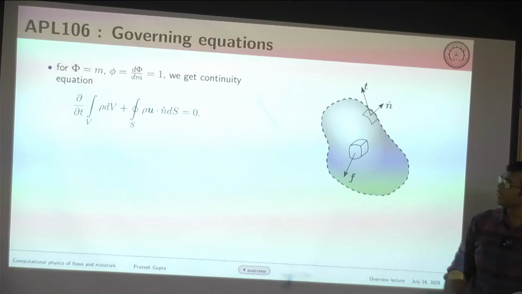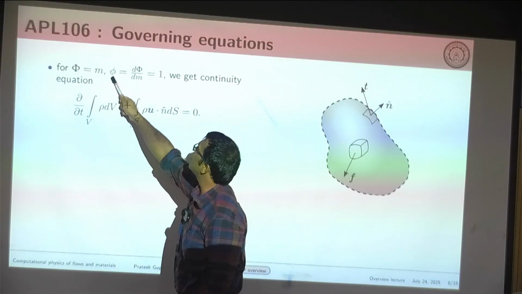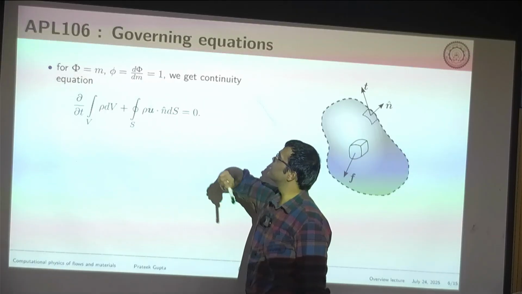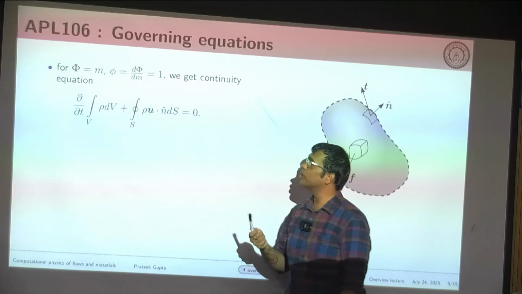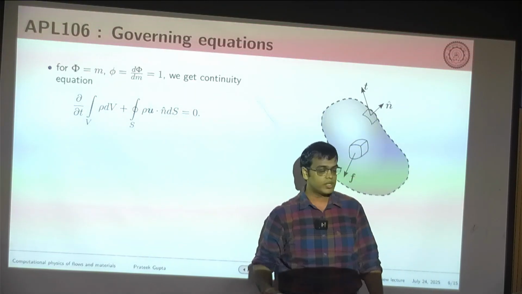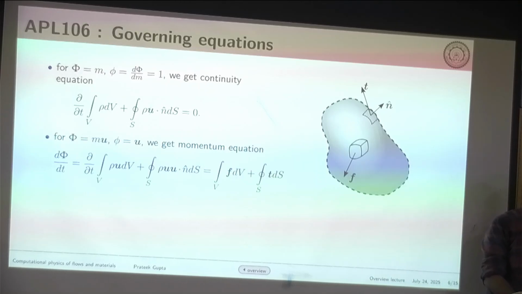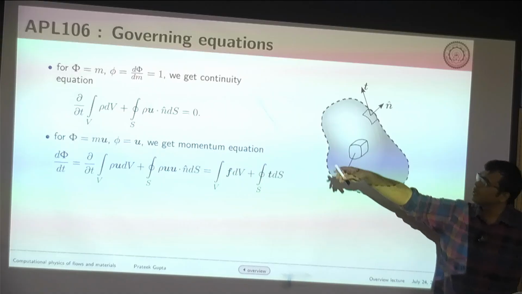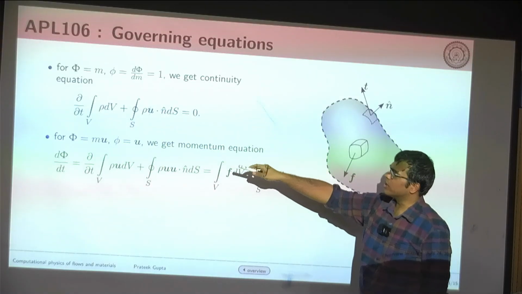Now, we can define various capital phi's for which we can define the corresponding small phi's, which are the intensive quantities. So, for example, if capital phi is a mass, then of course, small phi is going to be just 1, and then you end up with something called the continuity equation in the integral form. If you define capital phi as the momentum, then small phi is velocity.